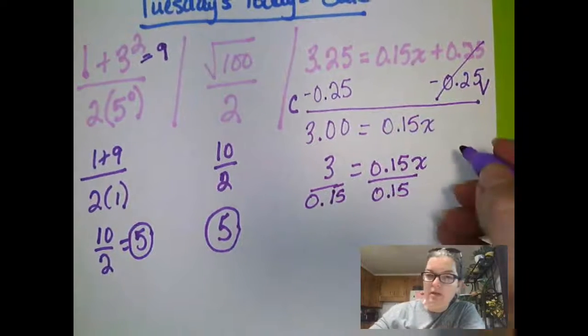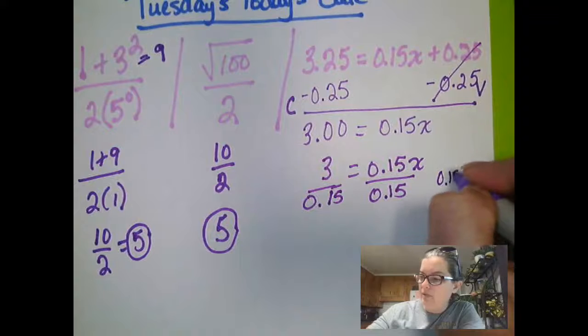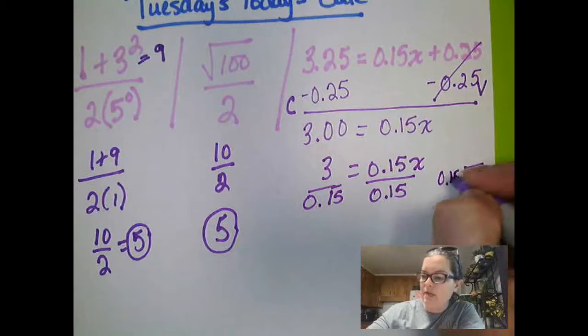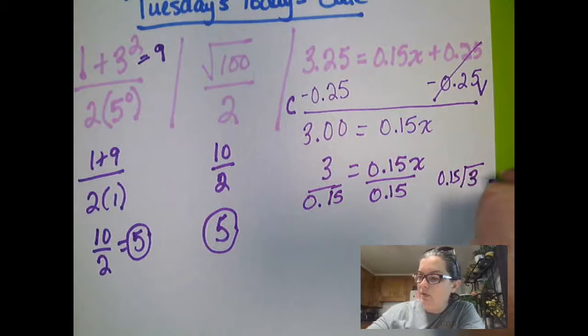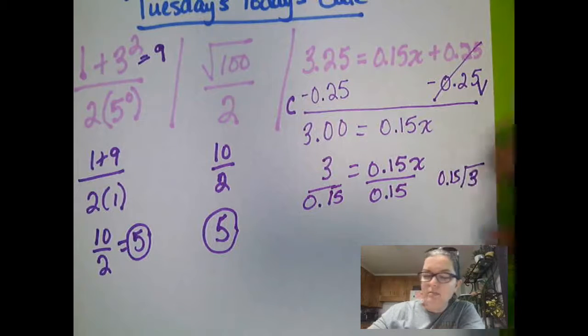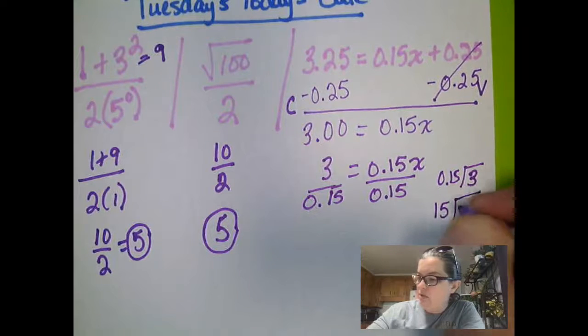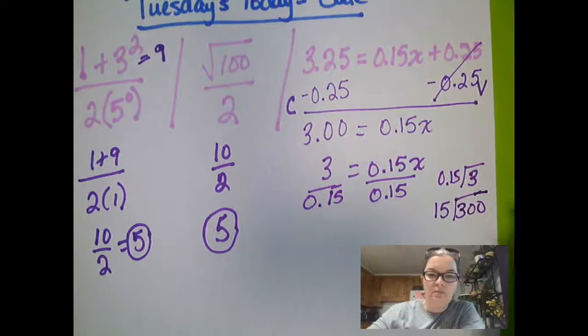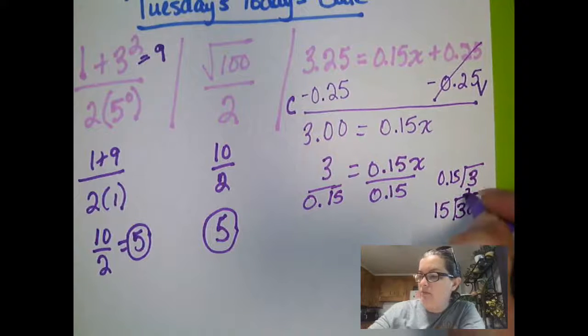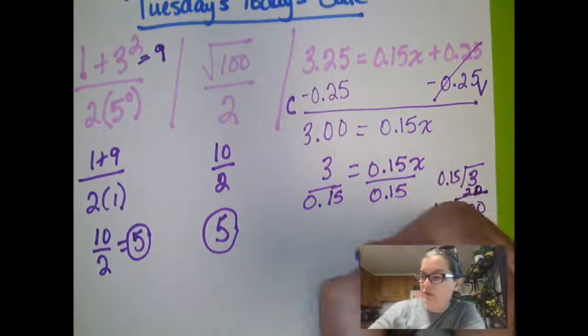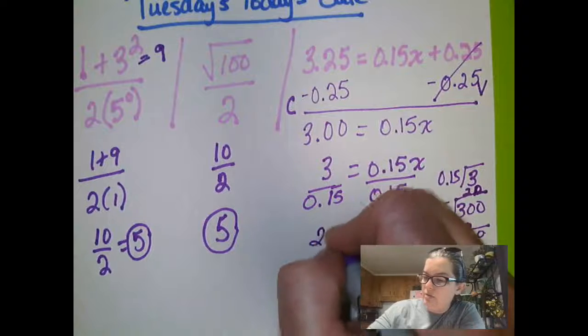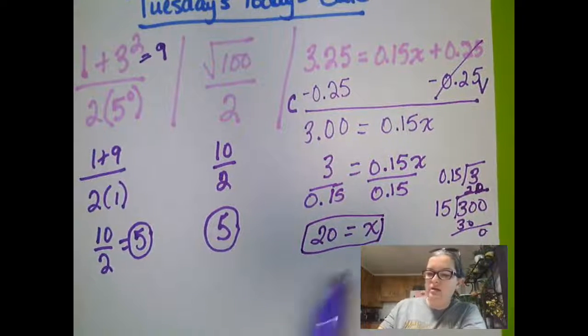And so if I were to work that out, let's see if we can get over here. 3 divided by 0.15. I have 2 place values on the outside, so I'm going to move for both of these numbers. I'm basically multiplying by 100. So that will change that to 15, and that will change that to 300. 15 will go into 30 2 times, and 15 will go into 0 times, so I have 20. So here the x equals 20. So today's date was 5/5/20.